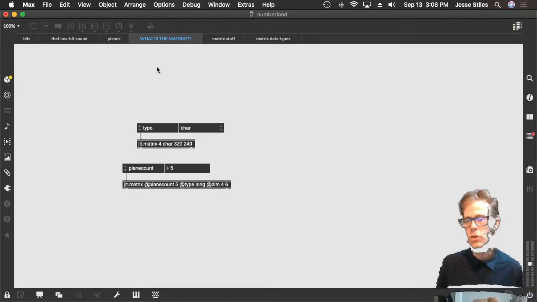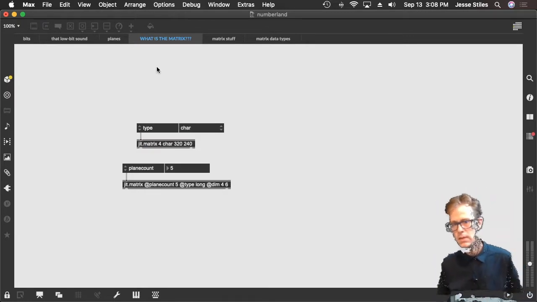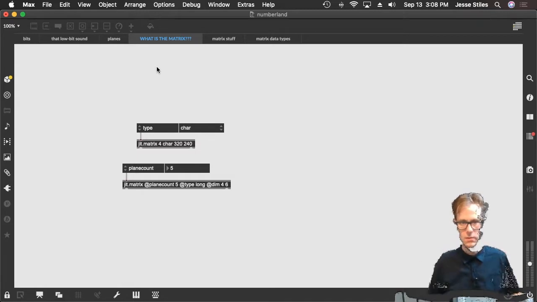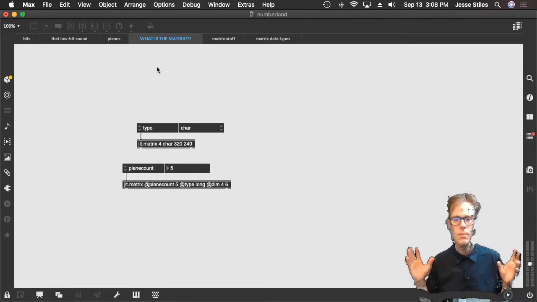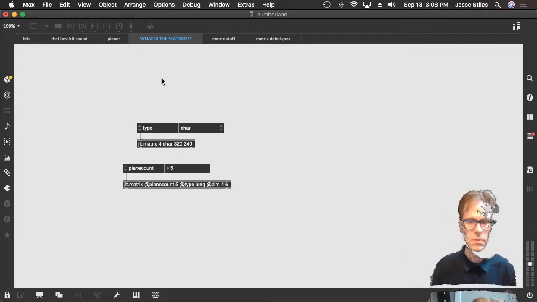In Jitter, the simplest way to think about these arrays of color values is matrices. So a matrix in Max is going to be a multi-dimensional array of data. And when we're talking about video, this is typically color data.